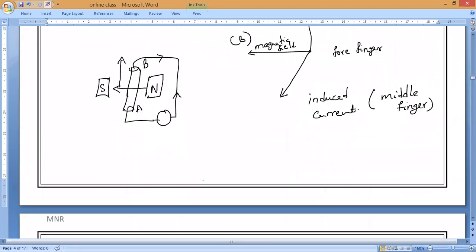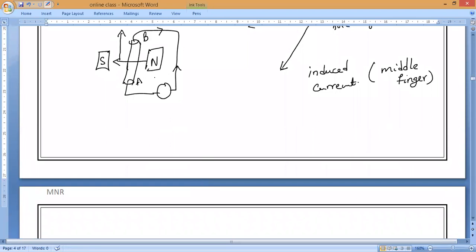So we have to apply Fleming's right hand thumb rule. Now during up, the current is passing from A to B, and during down, the current is passing in another direction. That is what you have to remember. So that is only Fleming's right hand thumb rule, which we will use to find the induced current. That is what you have to remember.